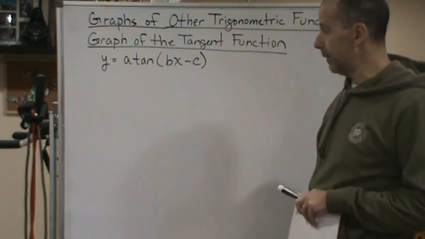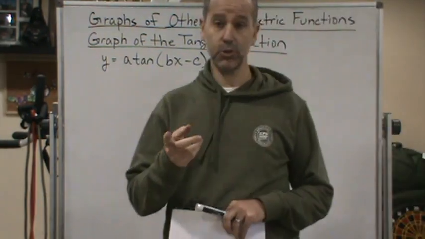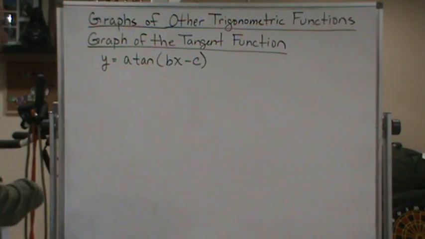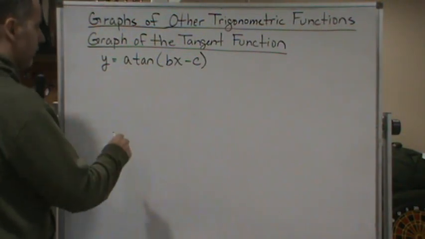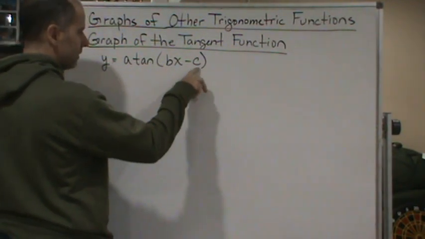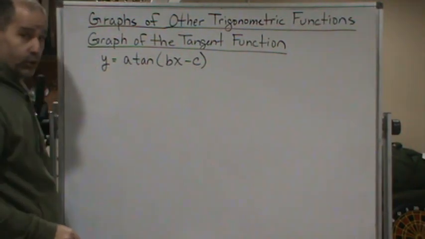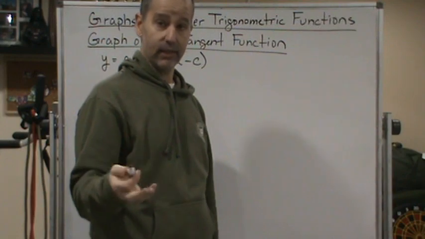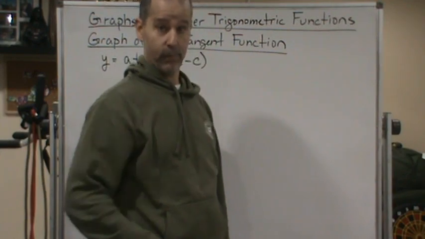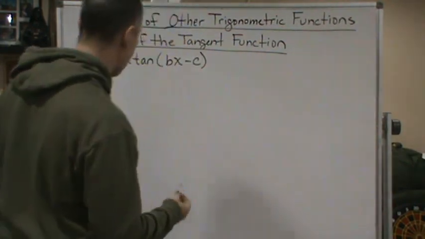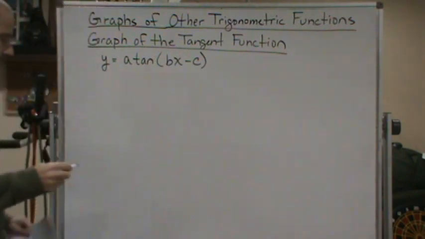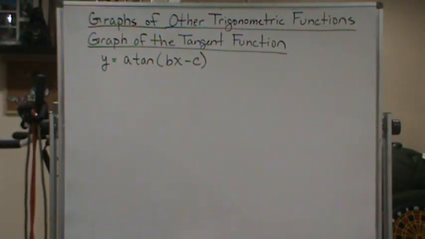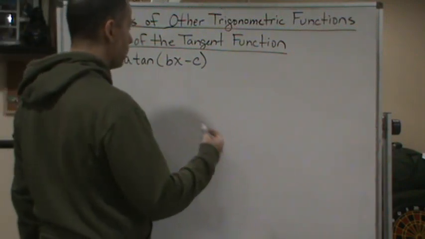Now, you can find the asymptotes easily by solving the argument here for pi over 2, right? Because we know for tangent x, it's going to have an asymptote at pi over 2. So we start with that. And we know that there's also going to be an asymptote at negative pi over 2. So why don't we solve for those two?